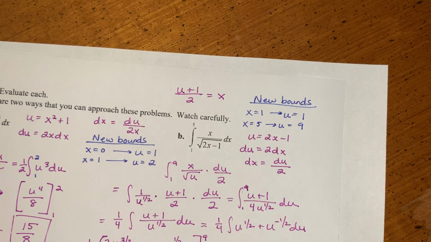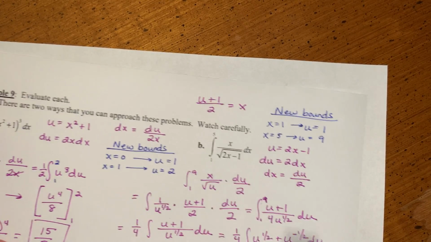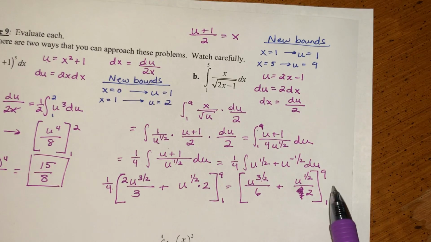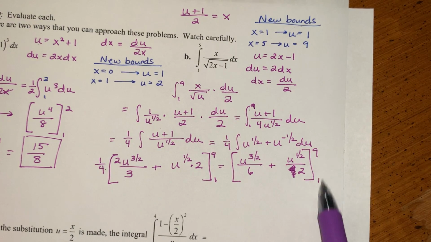So then I want to distribute my 1/4 in now. 1/4 times 2/3, the 2 and 4 will cancel out, and it'll be like saying 2 over 12, which will be u to the 3/2 over 6, plus a 2 times 1/4, which will be like 1/2, so u to the 1/2 over 2, from 1 to 9. Now let's go ahead and plug in our upper and lower bound.